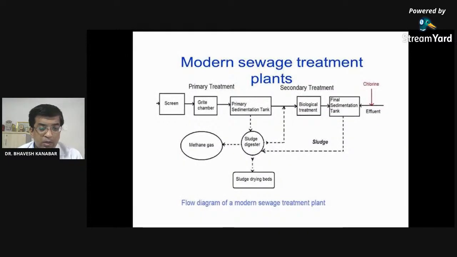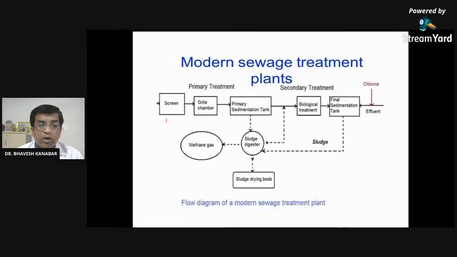So this sewage treatment plant, this is the model of that. There is primary treatment and secondary treatment. I am reading the names of the parts of the sewage treatment plant: first of all screening, then grit chamber, then primary sedimentation tank, then biological treatment, before this the primary sedimentation sludge digester also, final sedimentation tank, and chlorination, and sludge digester, methane gas, and sludge drying bed. So we are going to see each one by one.